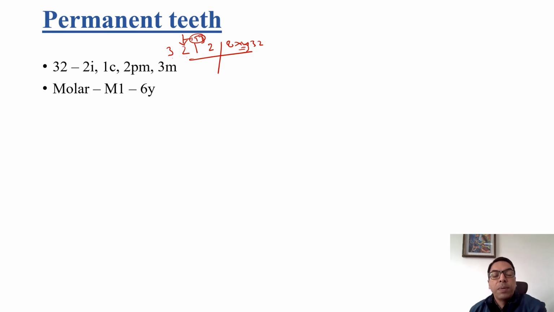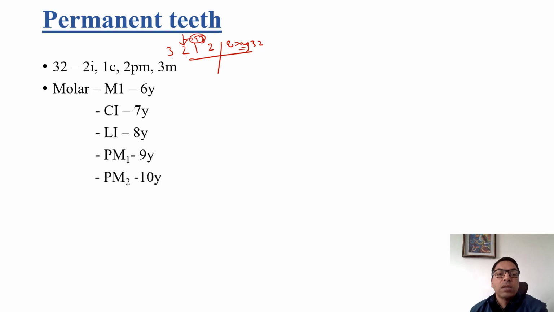First permanent tooth to appear is molar by the age of 6 years. Then central incisor by the age of 7 years, followed by lateral incisor at 8 years, first permanent molar by 9 years, premolars. First permanent premolar by 9 years, second premolar by 10 years, then canine by 11 years, and second molar by 12 years, followed by last molar by the age of 17 years, 17 to 25 years.